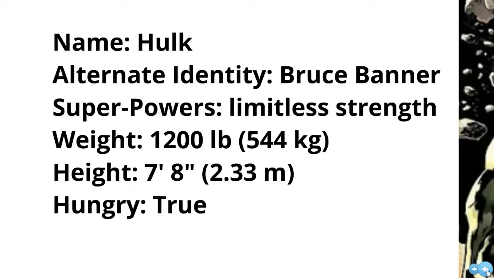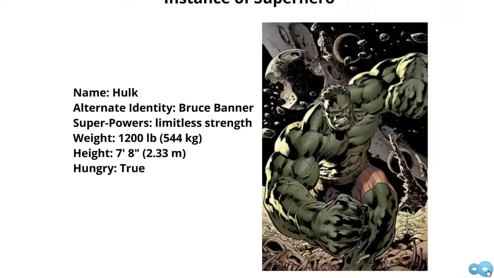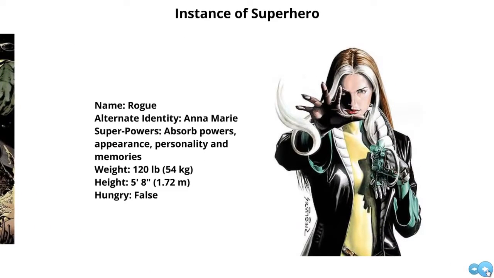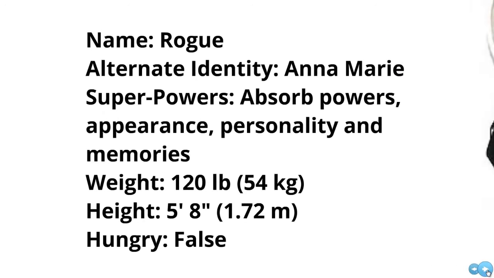And while I don't have any operations being specified here, certainly we could think about the operations of eating, jumping or leaping or lifting. All of those things can be performed by this specific instance of the superhero class. If we were to look at Rogue, we can see that she still has a name, an alternate identity, superpowers, weight, height, all the information that we had discussed before in terms of each superhero, but it's specific to her. It's specific to this instance of the superhero class.